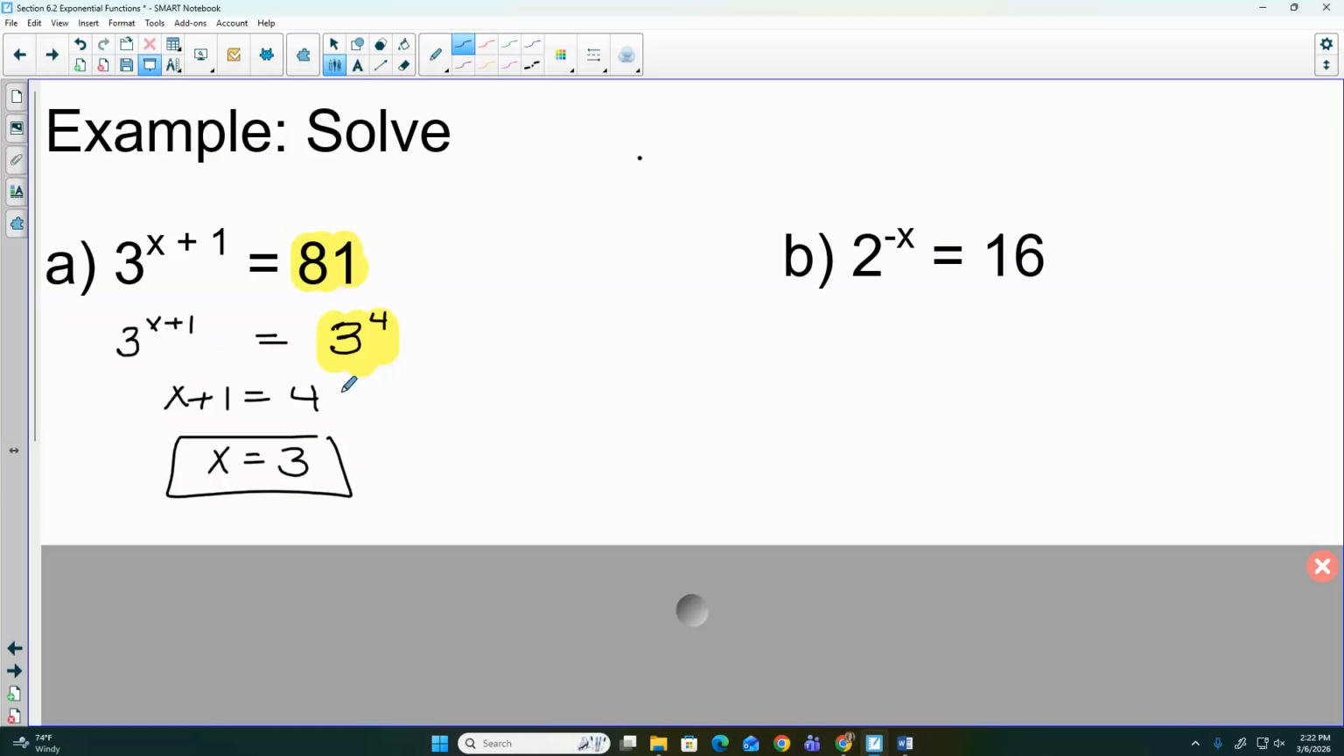You could always check these by plugging them back in. If you put in 3 plus 1 is 4, 3 to the 4th does equal 81.